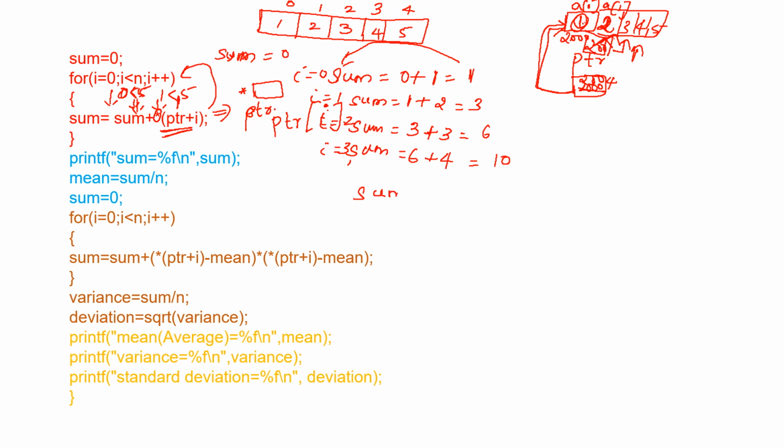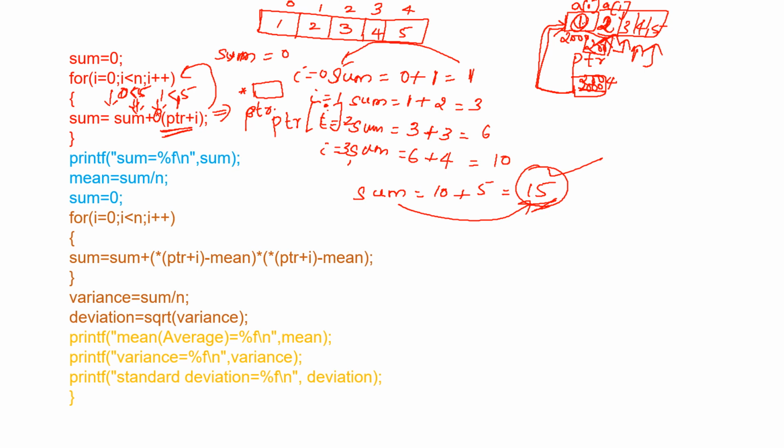Now what will be the next? i will be incremented, sum plus what is your next element? It is 5. So finally your sum will be storing the total sum, which is equal to 15. Now you have achieved the first answer. I hope you can understand this, right?